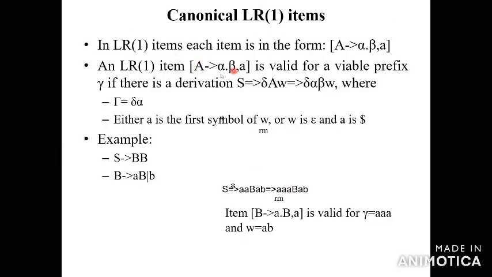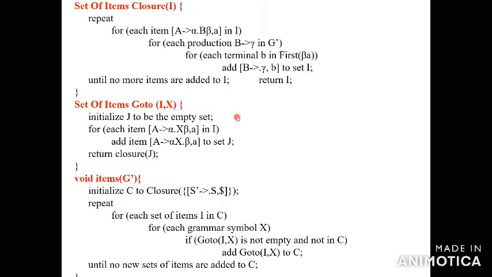So this is A → alpha dot beta, a. You have to check the basic given production. The first thing is A → alpha dot B beta, a. Here you have to calculate the lookahead symbol for the closure operation. After the dot, if there is a non-terminal, you have to add that non-terminal's productions from the given grammar. Same thing we did for the SLR parsing table. You follow the same procedure, but here you have to calculate the lookahead based on the given production A → alpha dot B beta, a.